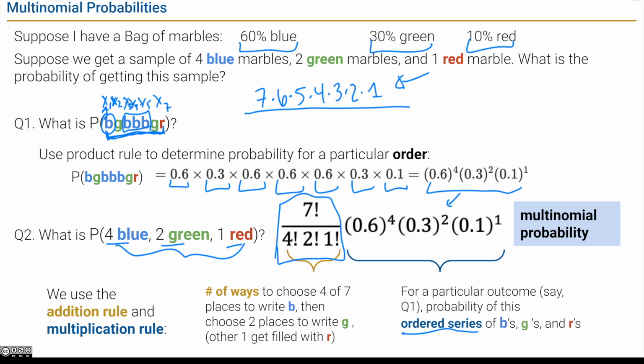I can rearrange those 4 B's in 4 factorial different permutations, so I have to divide that out. Same thing with those 2 greens. I can rearrange those 2 factorial different ways, and then the 1 red is just there. So that's what this is doing, and it's really the exact generalization of the binomial coefficient.